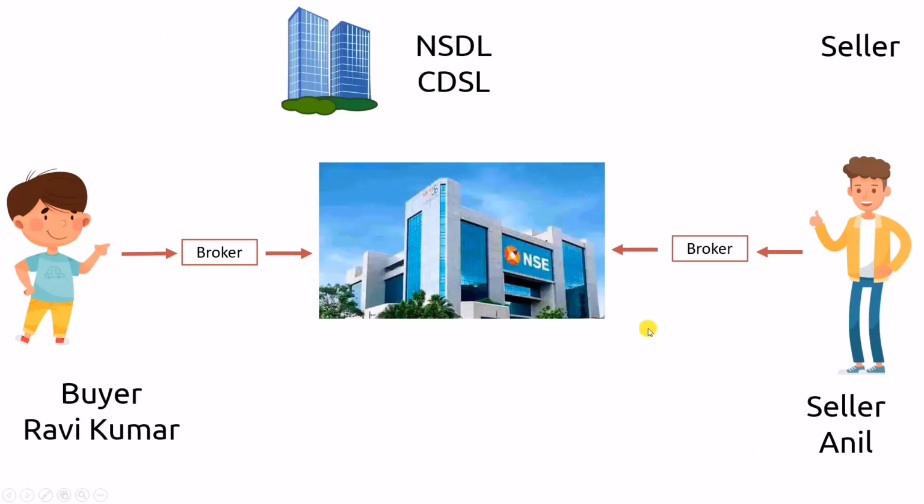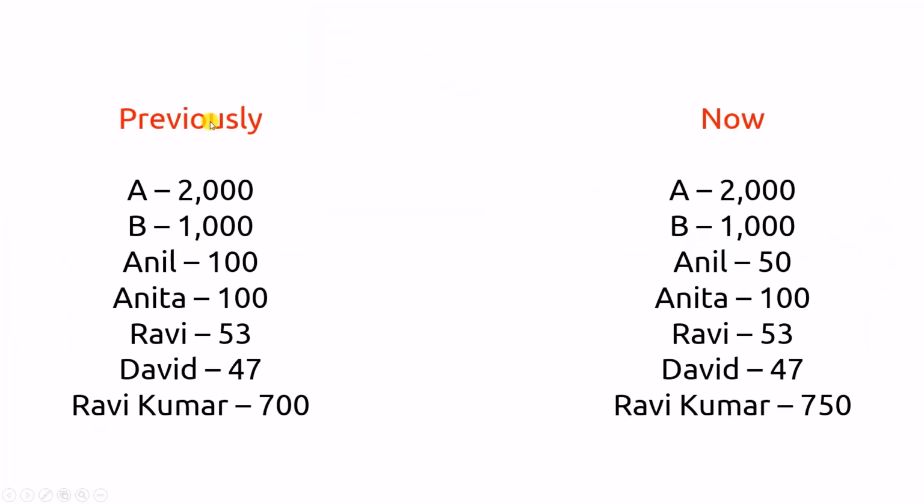Now this is how a transaction happens. This is the buyer, let me name him Ravi Kumar, and this is the seller, Anil. So buyer Ravi Kumar wants to buy stocks or shares and Anil wants to sell shares. Now let us say a transaction of 50 shares happens. The seller sells 50 shares to the buyer. Now previously, this is the data that is with the depository.